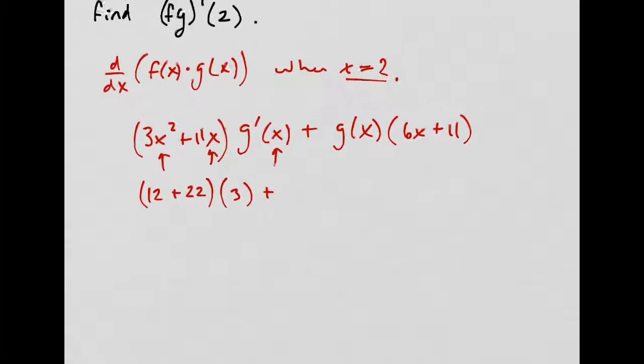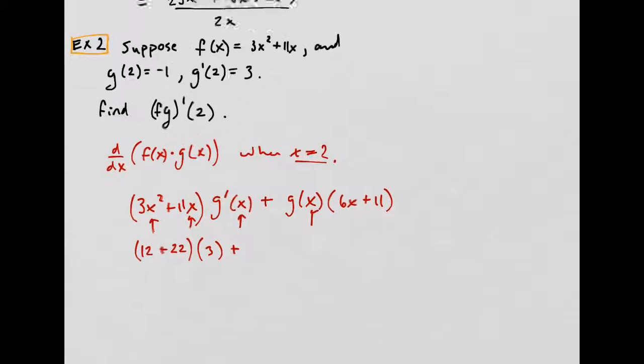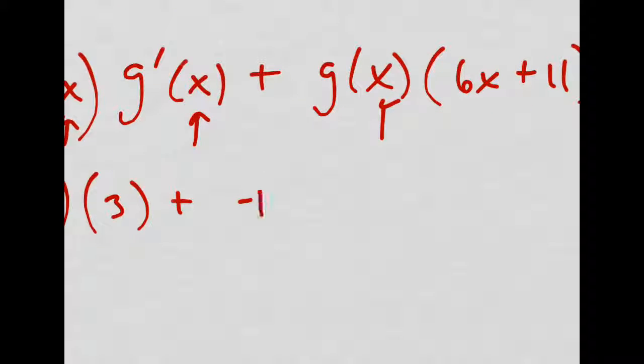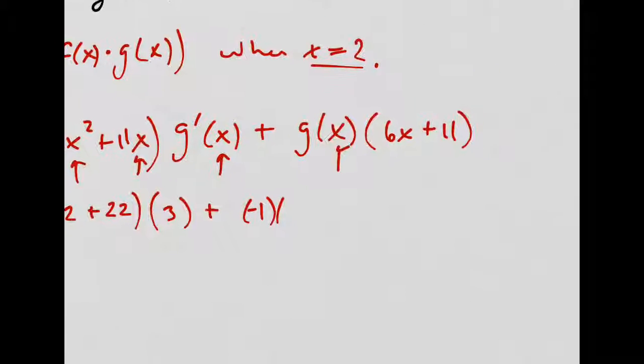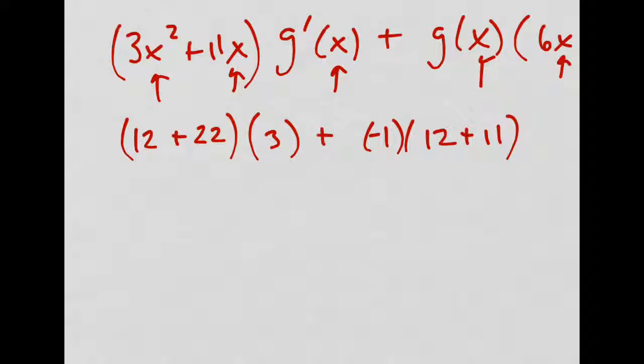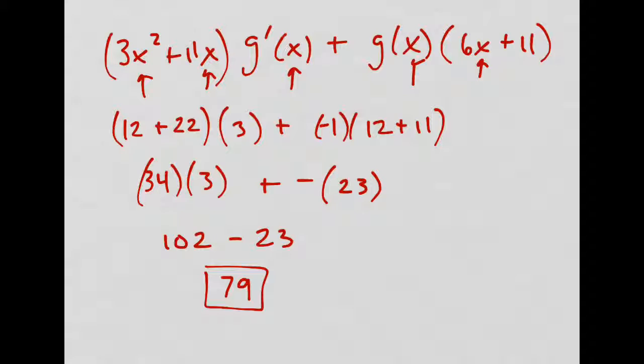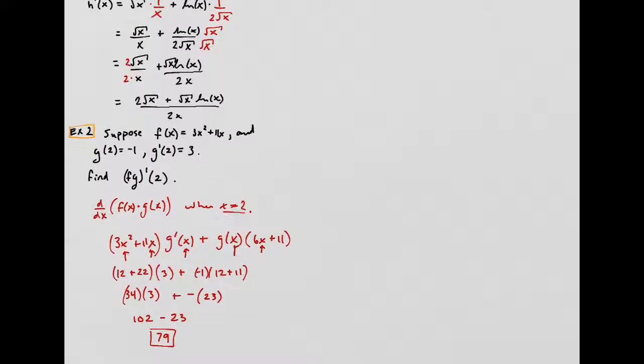Plus g of 2, I'm plugging in. G of 2 is negative 1. So that's negative 1 times, plug in 2 here, 6 times 2 is 12 plus 11. And then I'll simplify. 34 times 3, this is just arithmetic. And so that equals 79.